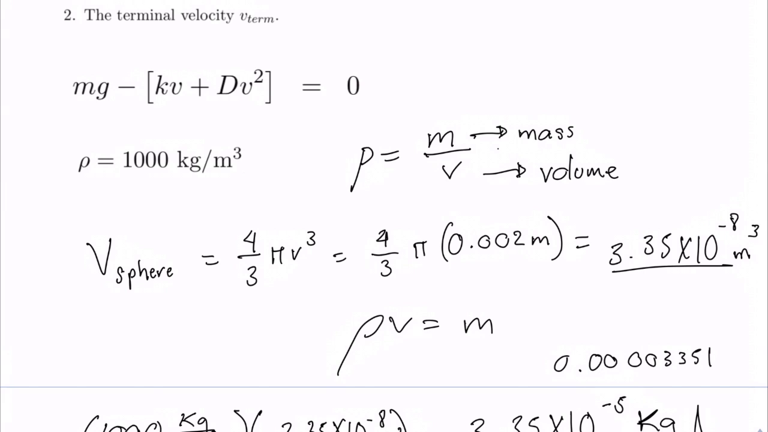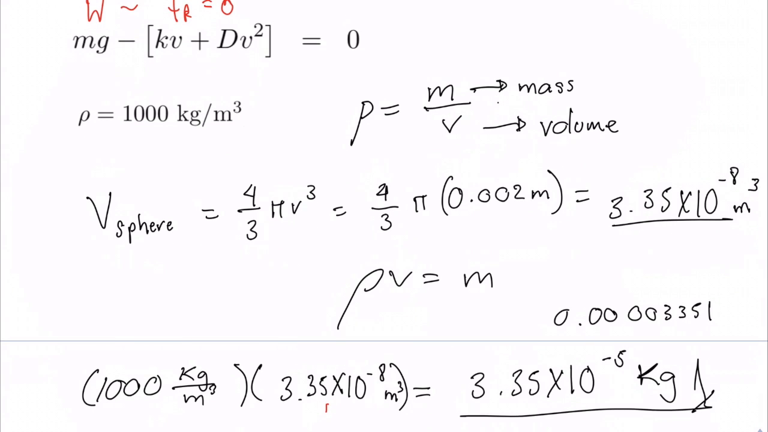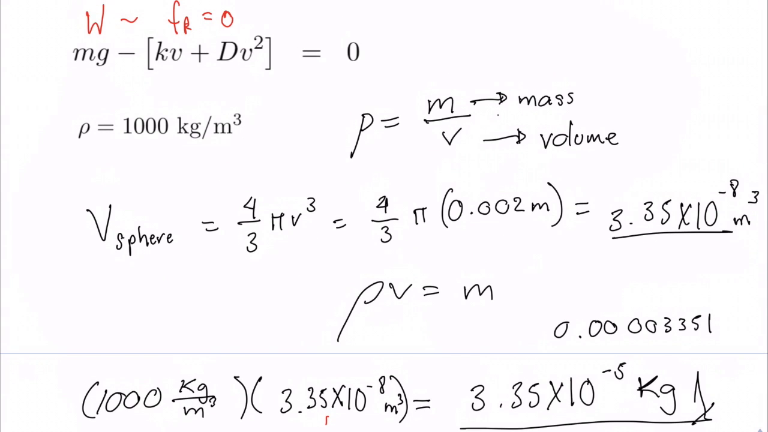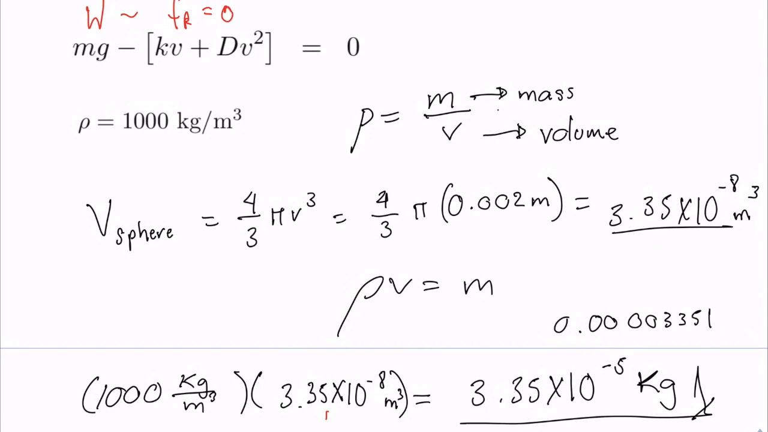So the second problem tells us the terminal velocity v term. We have to make the sum of forces, that is here. This is the weight, minus this is the fluid resistance, that is equal to 0, because we're going to get the terminal velocity.